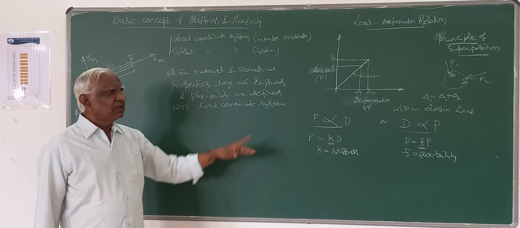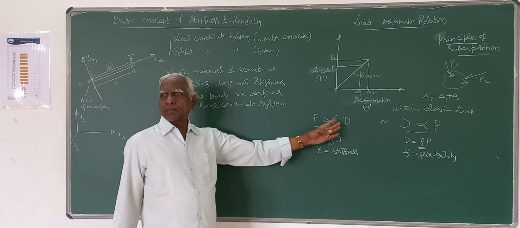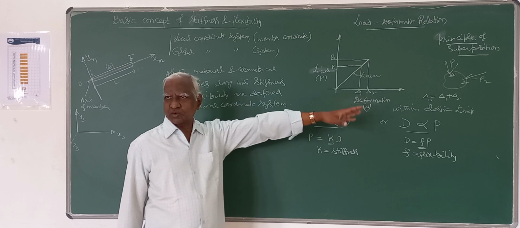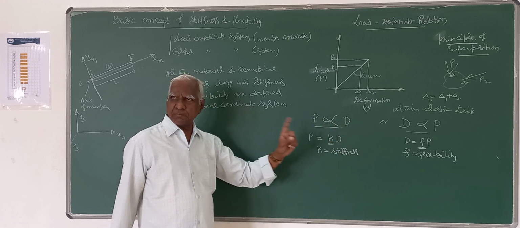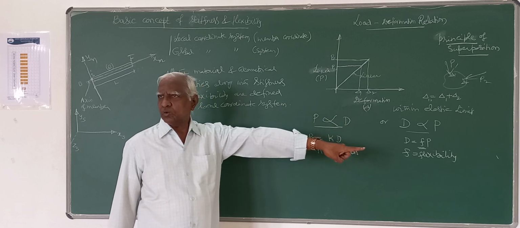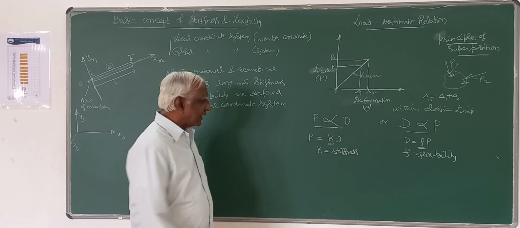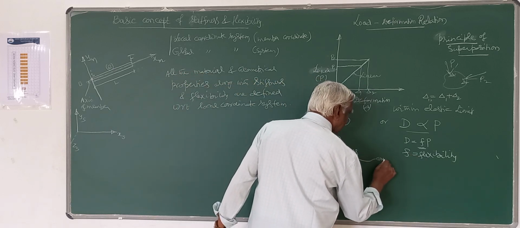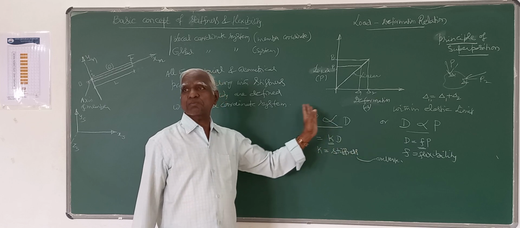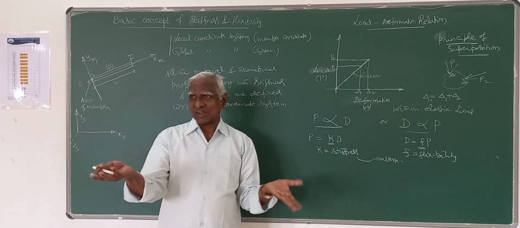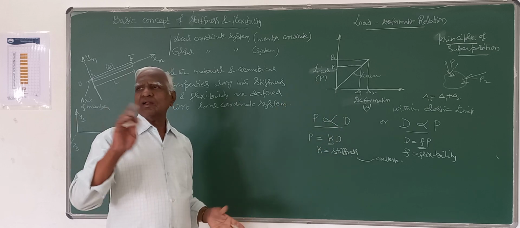Within the elastic domain, where the principle of superposition holds good, you can always conclude load is proportional to displacement, or vice versa, D is proportional to force. Or you can relate them by a constant quantity. Load is related to displacement by stiffness, or displacement is related to load by another constant, and we call these constants stiffness and flexibility. Here, stiffness and flexibility are converse to each other. Flexibility is the converse of stiffness because P is proportional to D, that is, D is proportional to P. One is the converse of the other. So always, stiffness is the converse of flexibility, or vice versa.